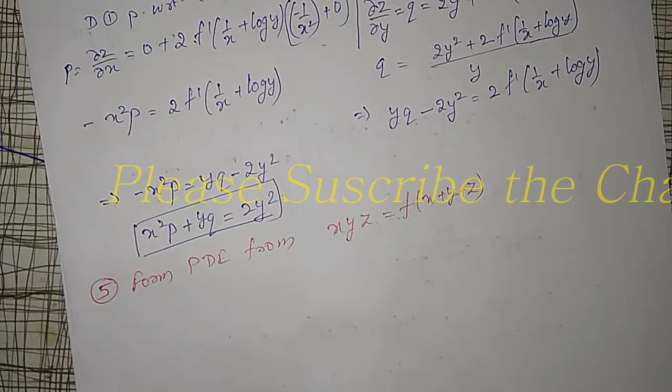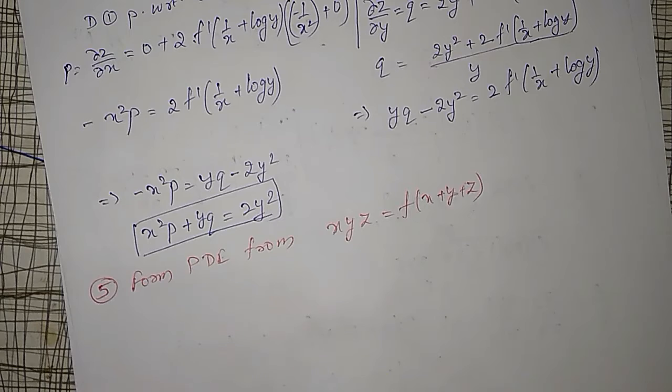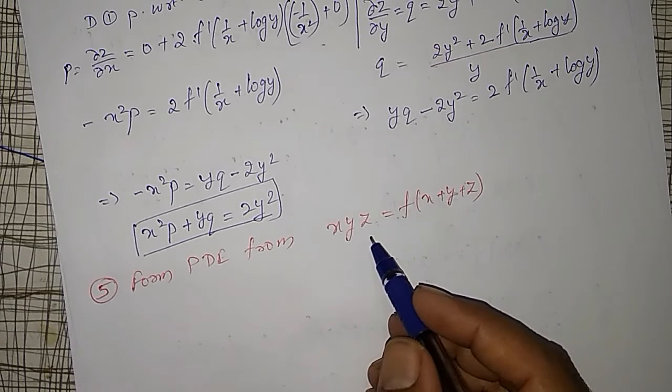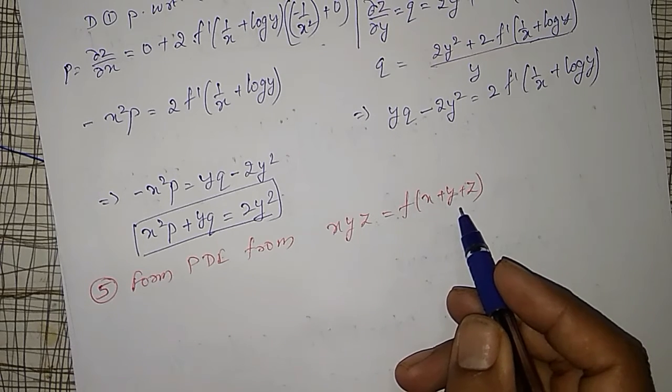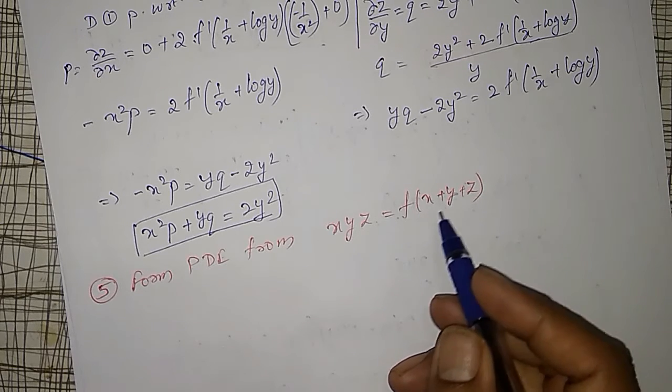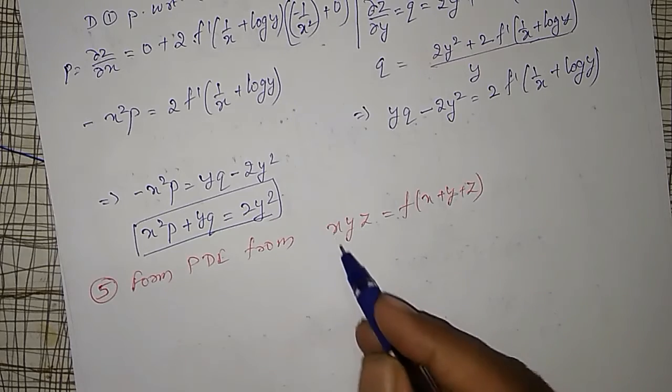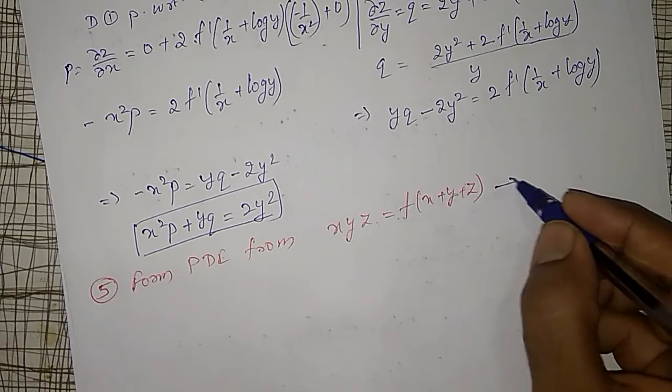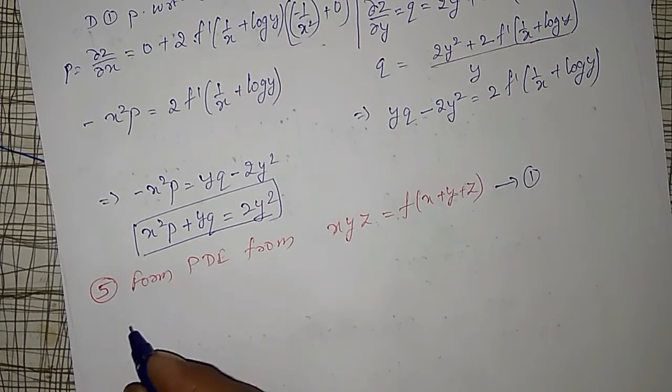Friends, let me solve another example here. Form the PDE from x y z equal to f of x plus y plus z. Throughout this we are considering z as a function of x and y, therefore the product x y z. Let me differentiate this one partially with respect to x.